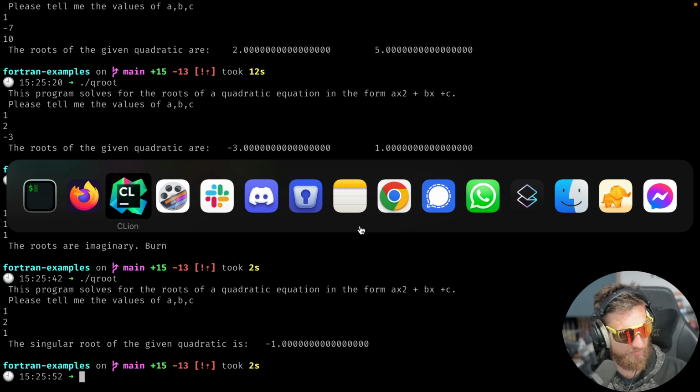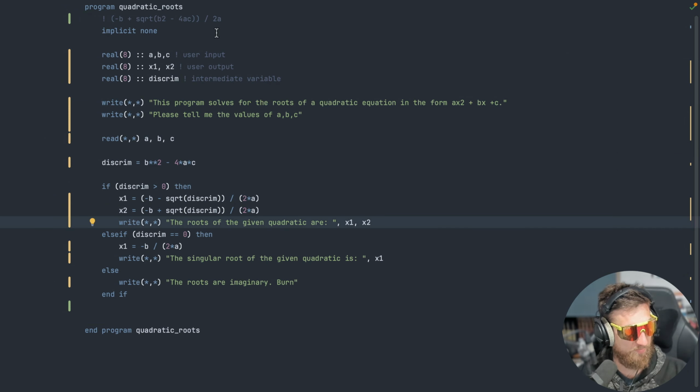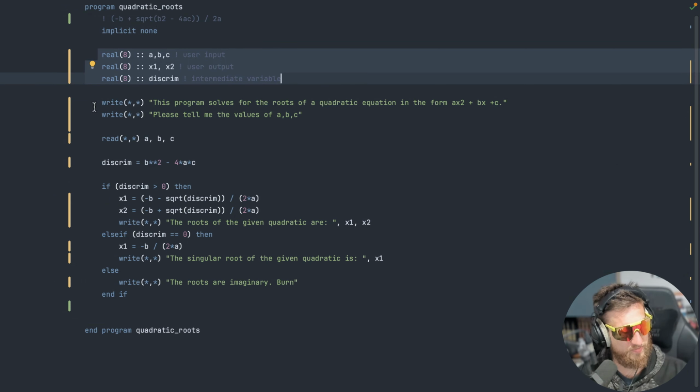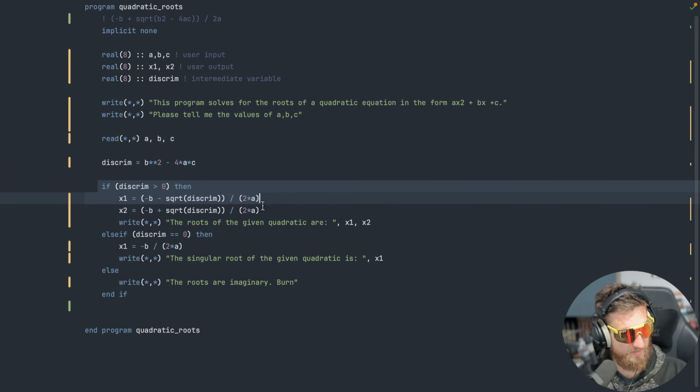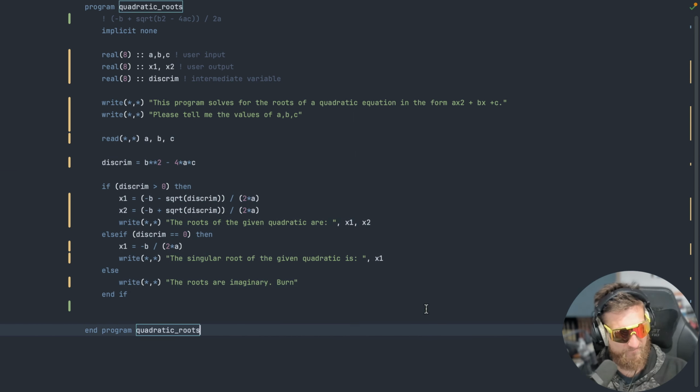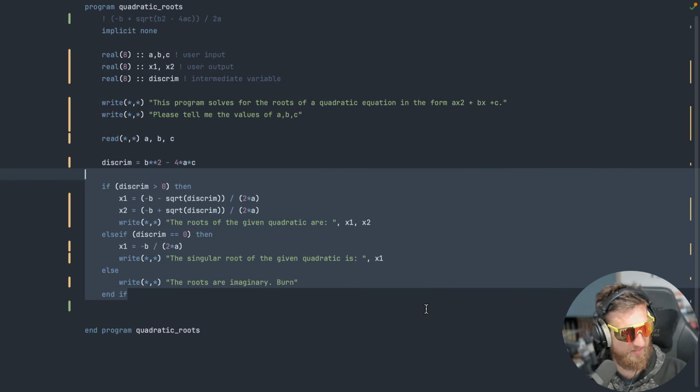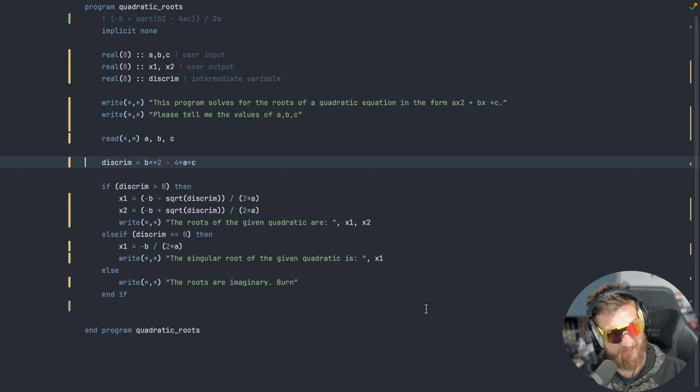Let's step through the code again. So we've got implicit none. We're declaring our variables. We've covered writing and reading, some simple math calculations, some if blocks. Very, very simple program. There are no loops, no arrays, no nested anything. You can't really get much easier than this without being boring and just printing hello world.